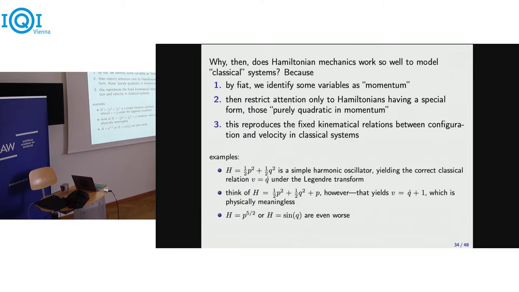If you try and do the same thing here, if you try and, quote unquote, couple a harmonic oscillator to a dissipative mechanism in Hamiltonian mechanics, not only will you not get V equals Q dot, which is the classical kinematical relation, you'll get V equals Q dot plus one. I have no idea what that means. The short answer is that at least with regard to classical systems, if you want to use Hamiltonian mechanics, you have to, by fiat, restrict yourself to the special class of Hamiltonians that reproduce the classical structure that I spelled out.